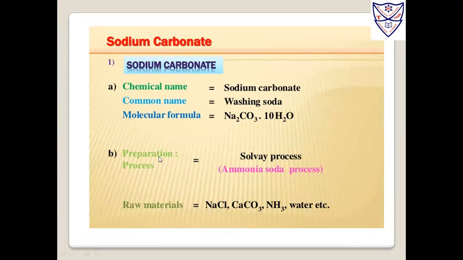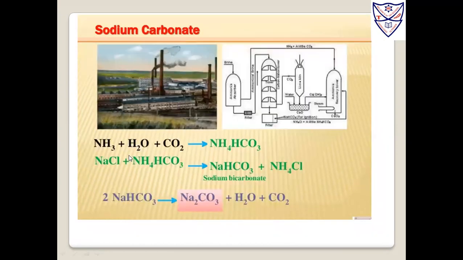The process of formation of sodium carbonate is Solvay's process, and another name is the ammonia soda process. The raw materials used for the preparation are sodium chloride, calcium carbonate, ammonia NH3, and water. Ammonia plus water plus carbon dioxide gives ammonium hydrogen carbonate. Ammonium means NH4, hydrogen carbonate.